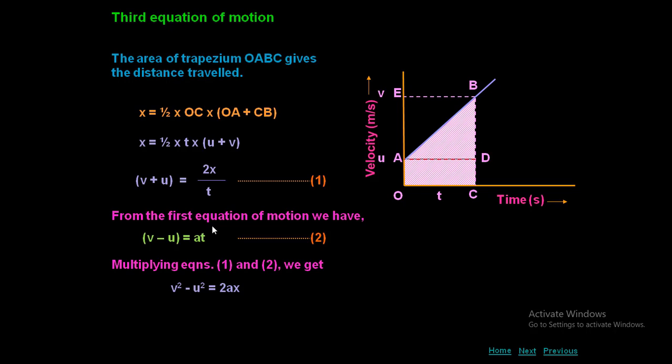Two points you have to remember. Number one, whenever you want to find acceleration from a velocity-time graph, what do we have to determine? We have to determine the slope. Second, when you want to determine the distance or displacement traveled, you have to find the area under the given portion of the velocity-time graph.